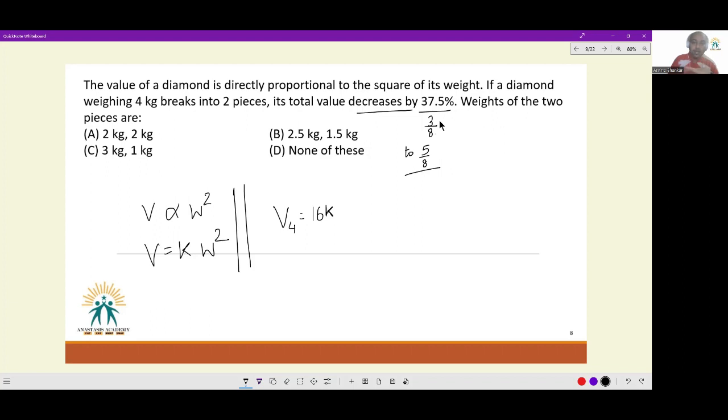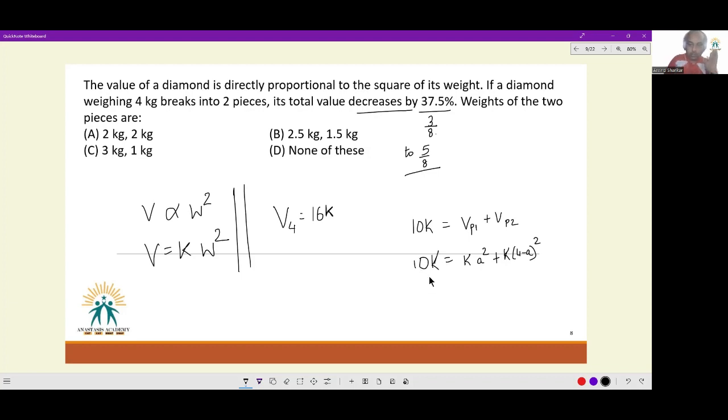It has decreased by 3 by 8, or it has decreased by 6k. It has gone down to 10k. And this 10k is obtained by the value of part 1 plus the value of part 2. Now the value of part 1 would be k a square, where the first part it broke down into be a square. Part 2 will be k times of 4 minus a, whole square, is equal to 10k.